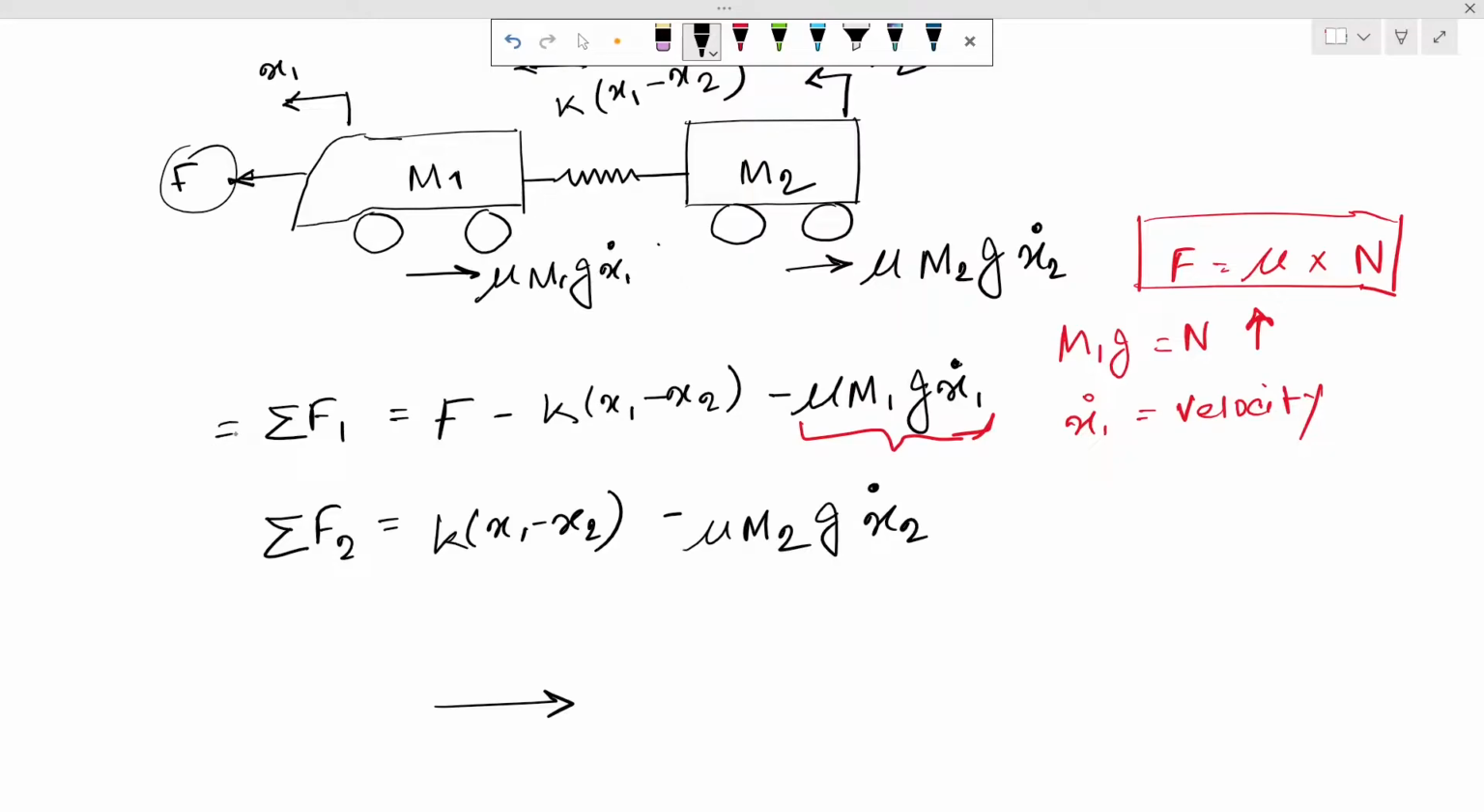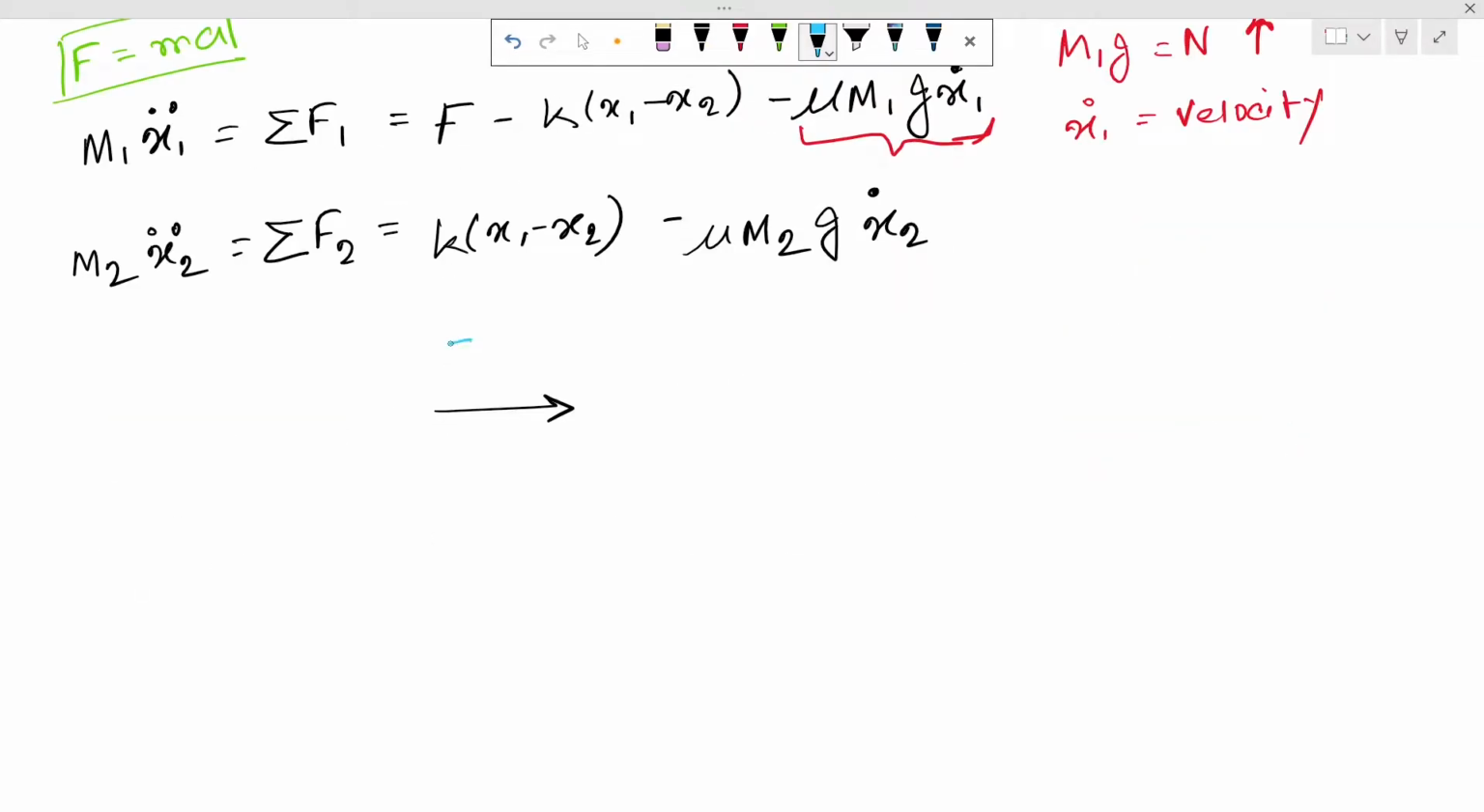This all is the summation, which means m1 into x1 double dot, which is from Newton's second law, because we know F is equal to ma, and here all this summation will be m2 x2 double dot. I am giving a resultant of force delta F1, which means m1 x1 double dot. This is for the first system. If I multiply a factor which is 1 by m1, what will you get? x1 double dot, which is the acceleration.